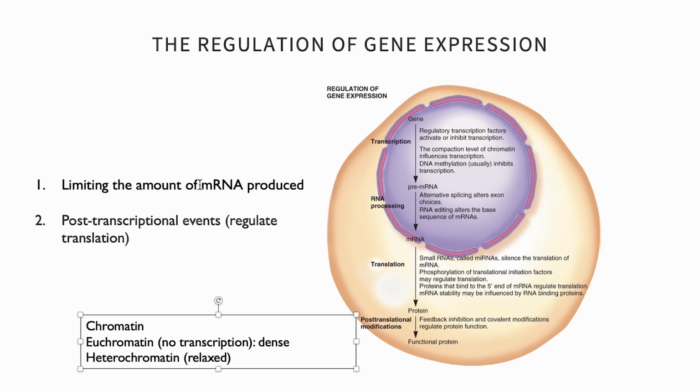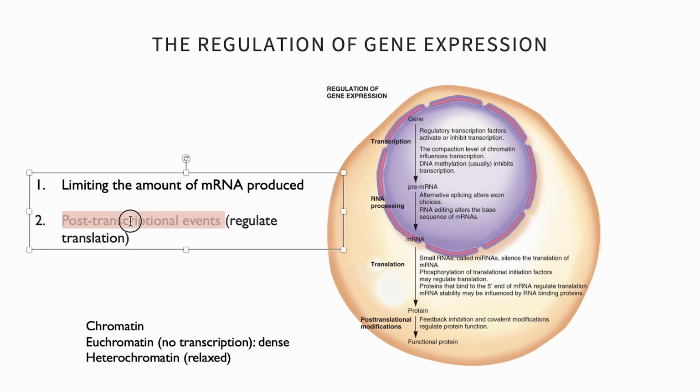Now, another way of regulating gene expression is by some post-transcriptional events that regulate the translation process, not the transcription. That means we can regulate at the level of the transcription and at the level of the translation. There are many different proteins. There are some small pieces of RNA called microRNA that silence the translation of messenger RNA, and there are many other processes that also participate in increasing or decreasing the amount of messenger RNA that is translated.